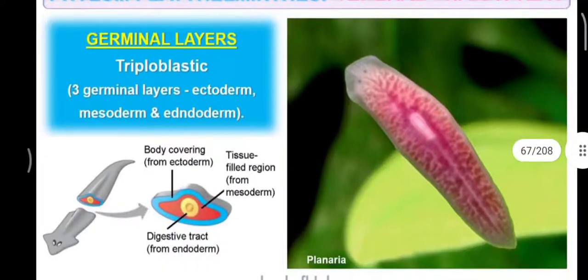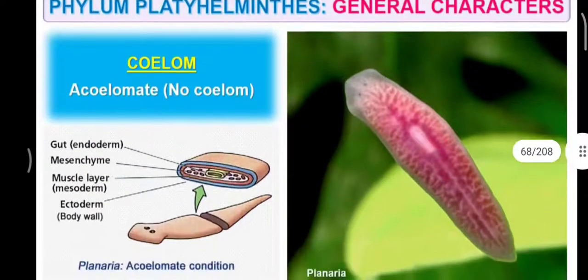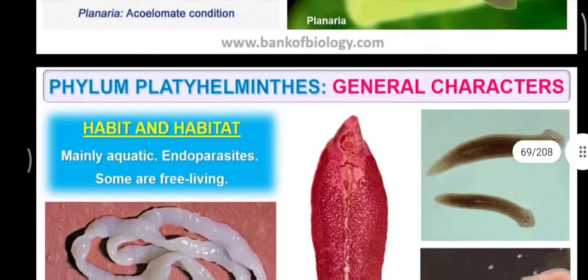And these are triploblastic organisms, which have three germ layers: outer ectoderm, middle mesoderm and endoderm. So these are triploblastic organisms. When you talk about coelom, they are acoelomate, there is no coelom. Here you see the gut and muscular layer, mesoderm and body wall. In the middle there is mesenchyma. That's the reason there is no coelom.